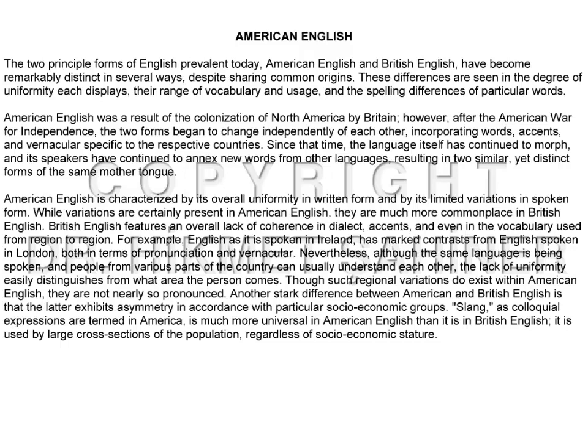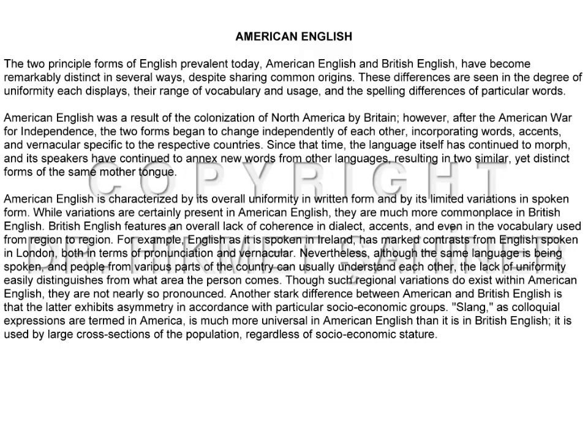American English is characterized by its overall uniformity in written form and by its limited variations in spoken form. While variations are certainly present in American English, they are much more commonplace in British English. British English features an overall lack of coherence in dialect, accents, and even in the vocabulary used from region to region. For example, English as it is spoken in Ireland has marked contrasts from English spoken in London, both in terms of pronunciation and vernacular.